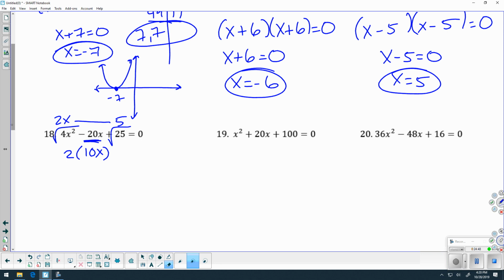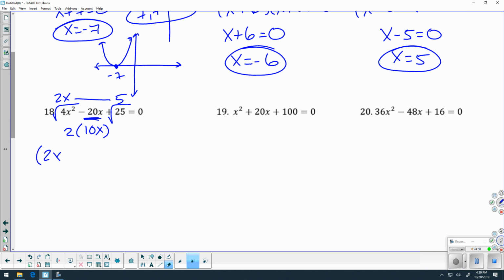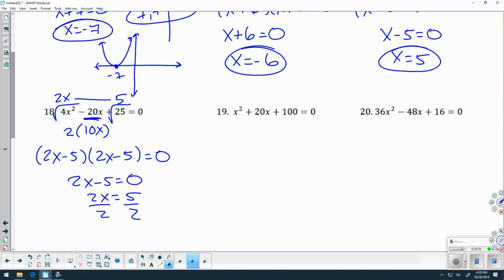So the way that this one's going to factor, it'd be 2x minus 5 and another 2x minus 5. Again, the same binomial twice. So now solving it, set 2x minus 5 equal to 0. Add 5, divide by 2. You're looking at 5 over 2 is your solution.